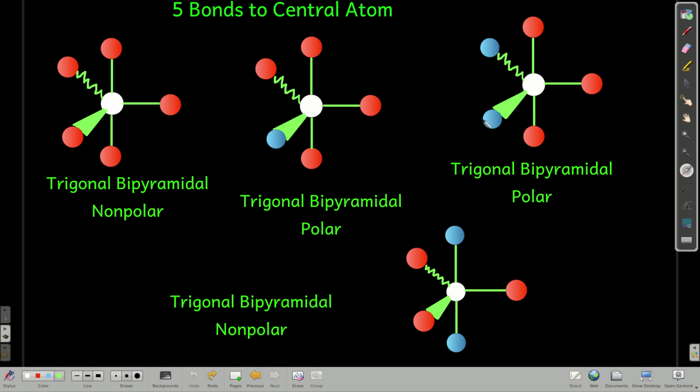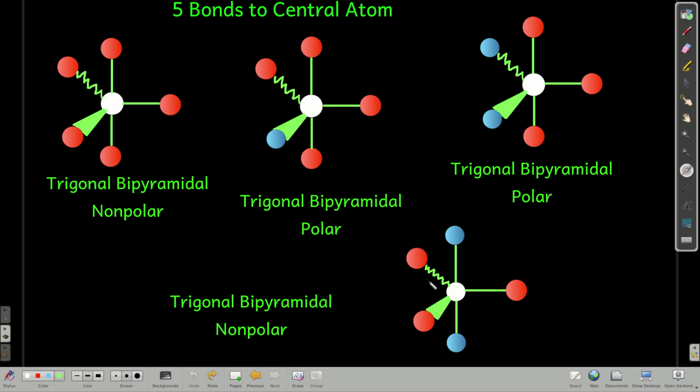Two atoms, different than the other three. Again, it doesn't matter. Well, it does matter here, really. If these two are in the equatorial plane, if these are two of the three in the middle, then the poles will not cancel and it will be polar. But if they are what we call the axial positions, the ends here, the poles will cancel and this will be a non-polar molecule.